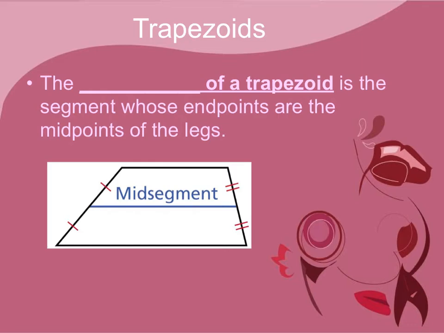All right, next we have the midsegment of a trapezoid, which is the segment whose endpoints are the midpoints of the legs. So here, this line is our midsegment, because it's the midpoint on this leg and it's the midpoint on this leg.